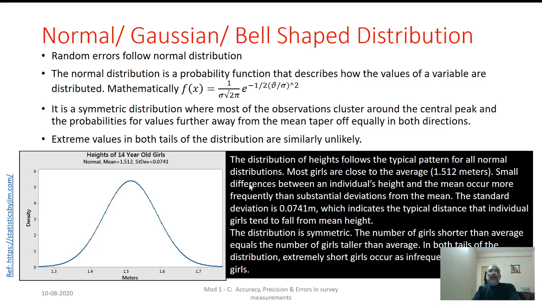In order to understand the meaning of this bell-shaped distribution, let's consider an example as discussed in this block. Here, this distribution is expressed through this bell-shaped curve for a certain set of observations that are nothing but heights typically measured for certain girls. As we see, most girls are close to the average of 1.512 meters.